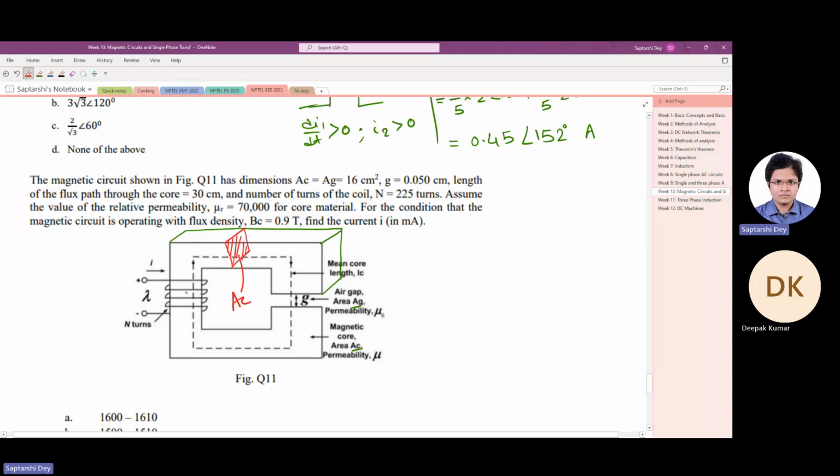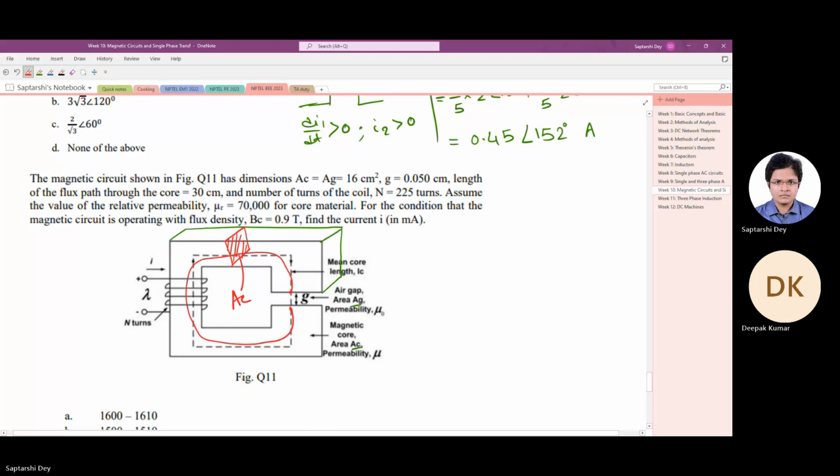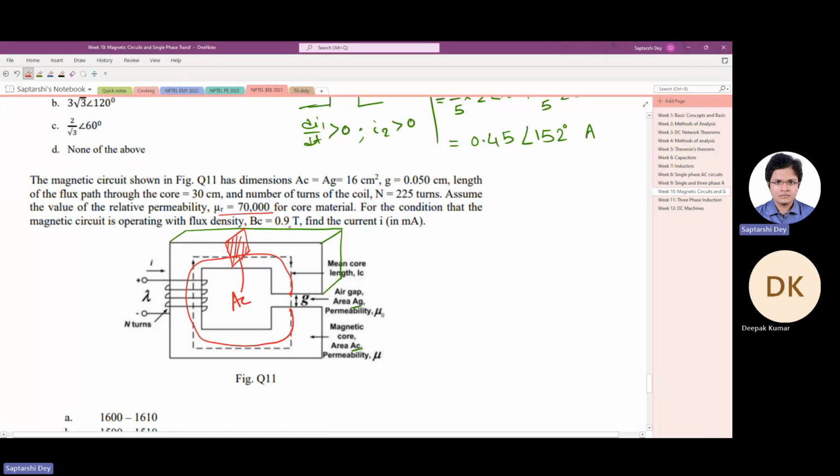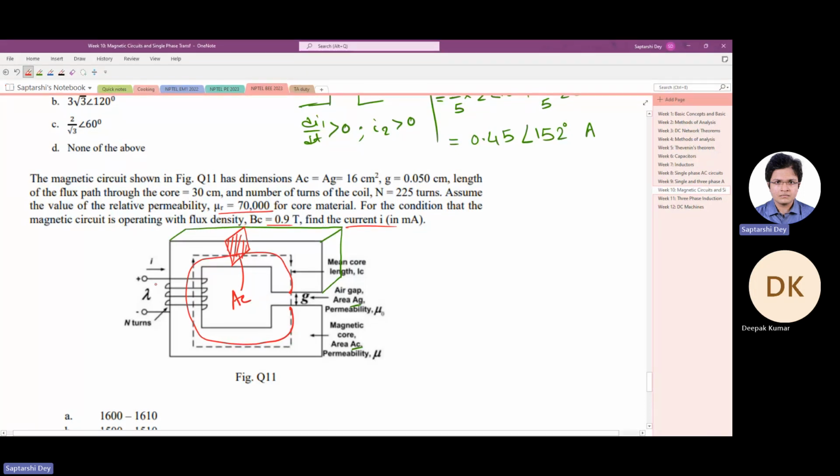So this length is 30 centimeter. And number of turn in the coil is 225. Relative permeability of the core material is 70,000. This is quite large. And for the condition that the magnetic circuit is operating with flux density 0.9 Tesla, find the current I. So how much current should be pushed in this circuit such that a magnetic flux density of 0.9 Tesla appears in the magnetic circuit?